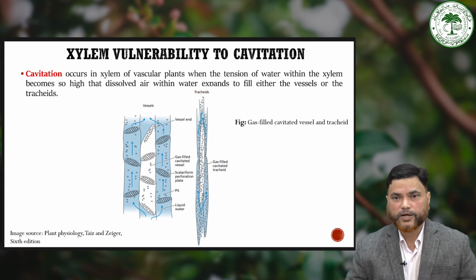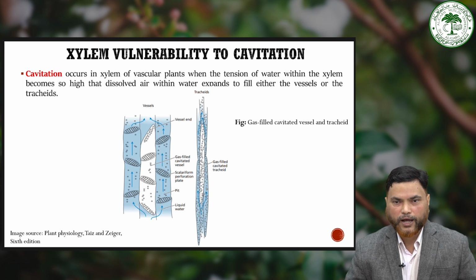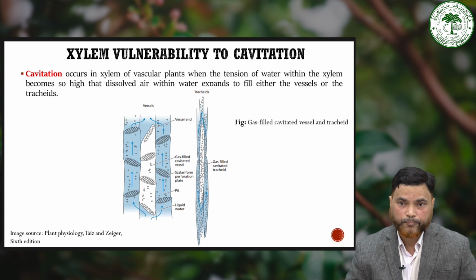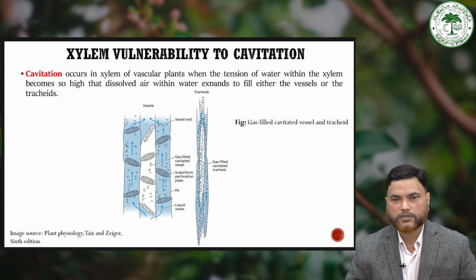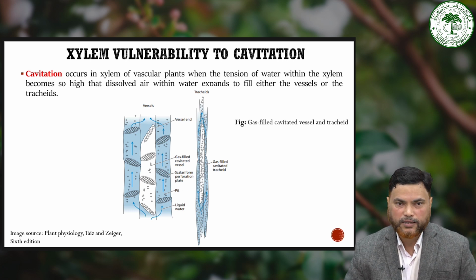Now, what happens despite the cohesive and adhesive properties of water? It has been observed that sometimes the tension in the xylem cells becomes very high and the continuity of the water in the xylem strand is disrupted. So, this tension in the xylem element transforms water into the vapor state, and this sudden transformation of liquid water into water vapor results in the disruption of the water column. This disruption in the water column is generally referred to as cavitation, as is evident in this figure.